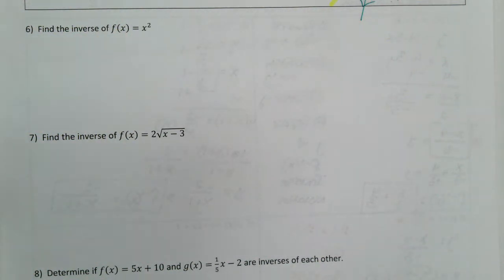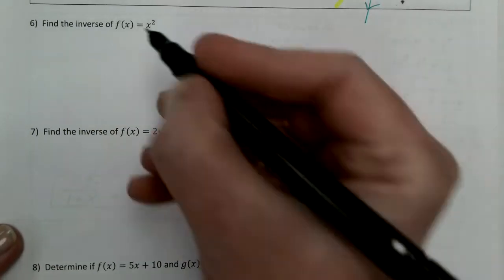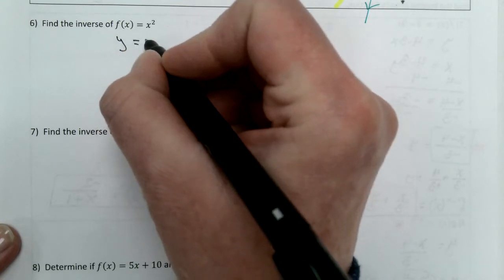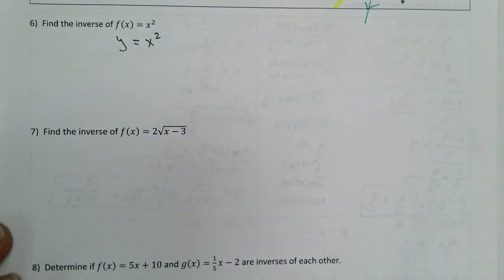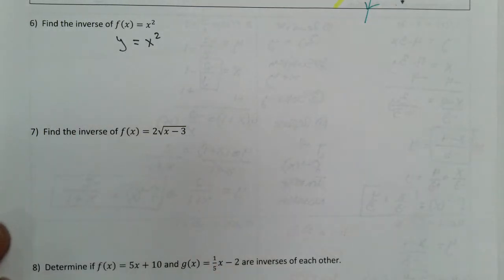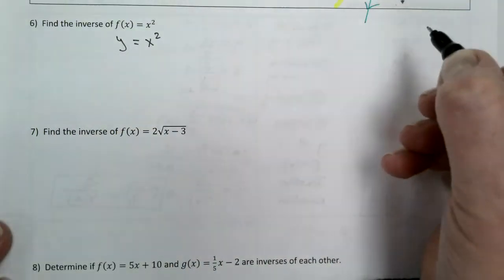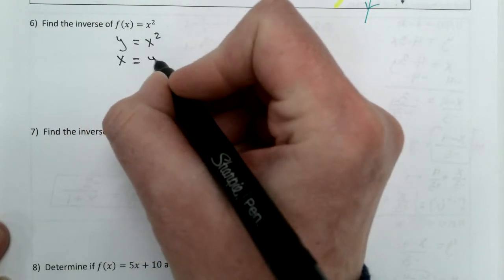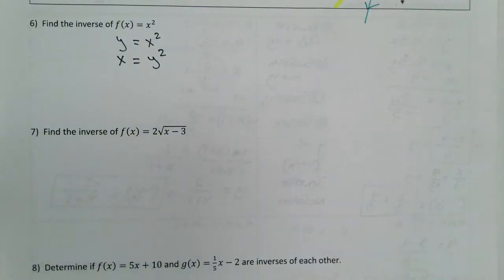All right, here's part 2. Find the inverse of x squared. So you have to remember the first thing you do is rewrite it just using x's and y's. So get rid of function notation and use y. Second thing that you have to do is switch x and y. So that means you have x equals y squared.